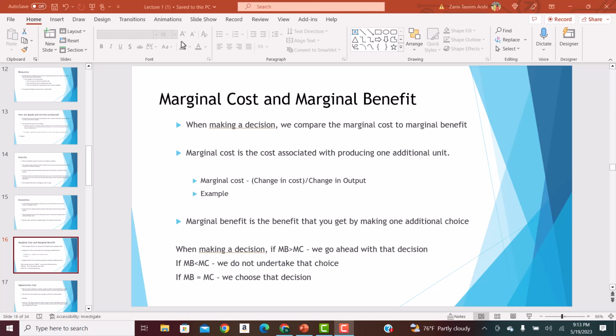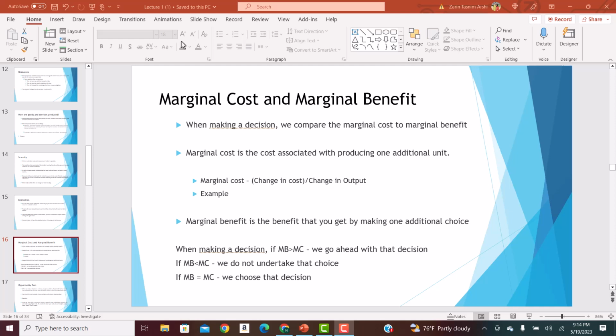Okay, so let's say you consume 3 bottles of Coke a day. Now you are going to consume the fourth bottle of Coke. So, what is the extra benefit that you will get from that extra bottle of Coke? That is your marginal benefit. Okay, and marginal cost is the same. It's the cost that is associated with that one additional unit. So again, if we consume 3 bottles of Coke a day, and then we are consuming the fourth one, what is the cost of that extra fourth Coke? That is called marginal cost.